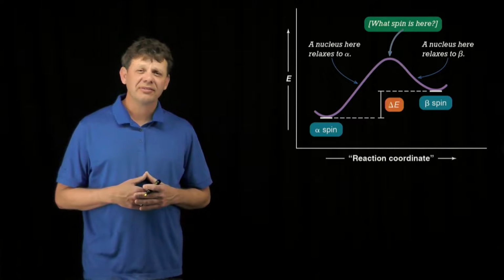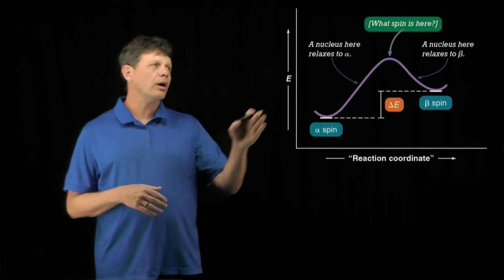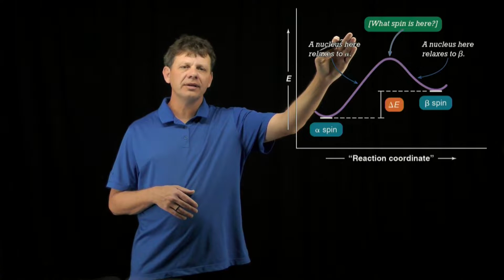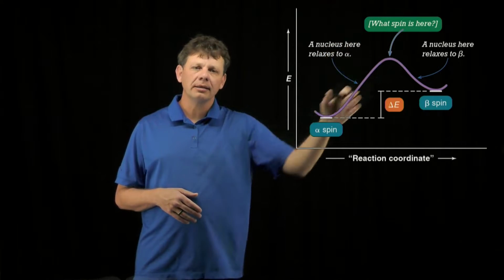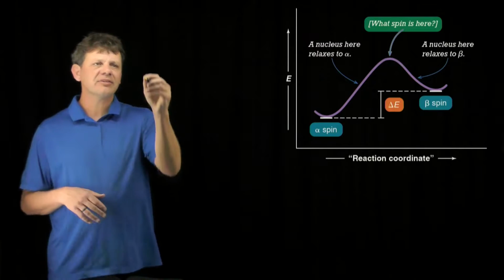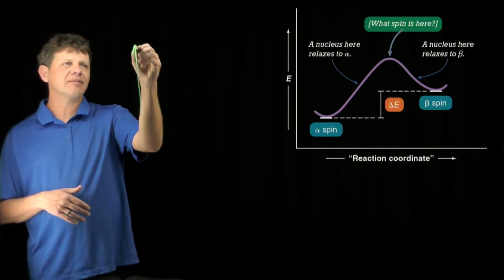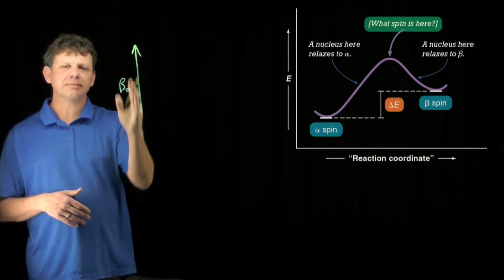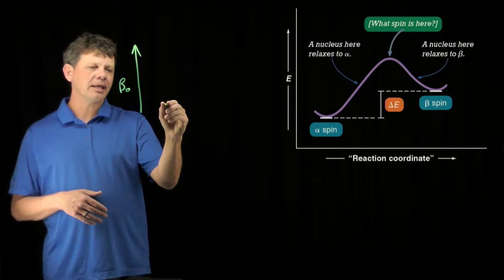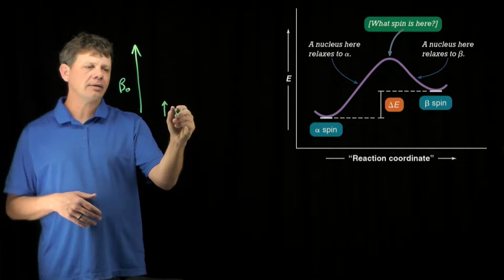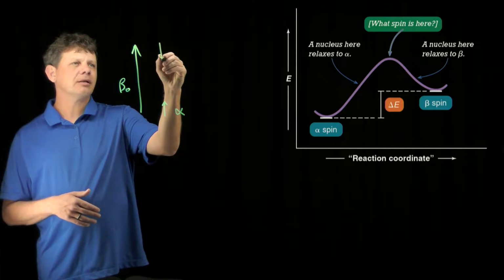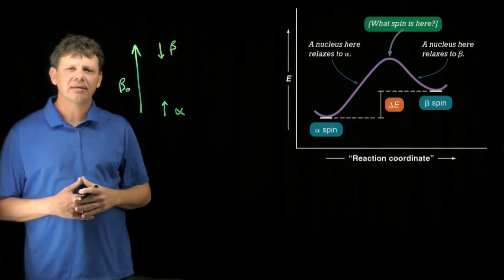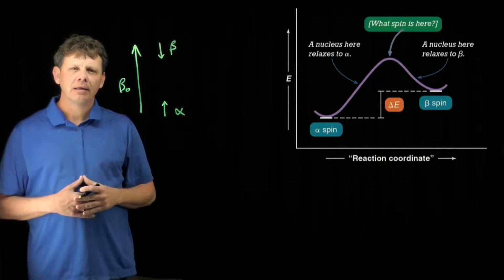This assessment asks us to answer the question that's posed in the figure on screen. The question being, what spin is here? Well, let's imagine that we're in a magnetic field that is in this direction. The alpha spin is going to be the one that is aligned with that magnetic field. Beta spin is going to be aligned directly against that magnetic field.